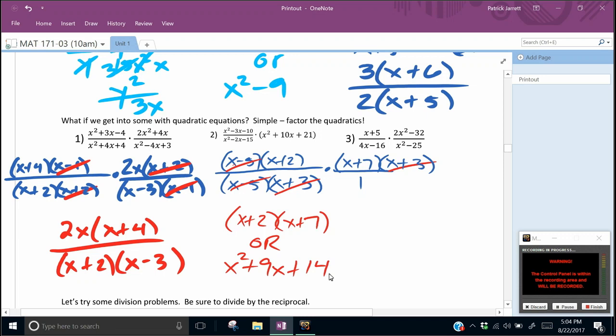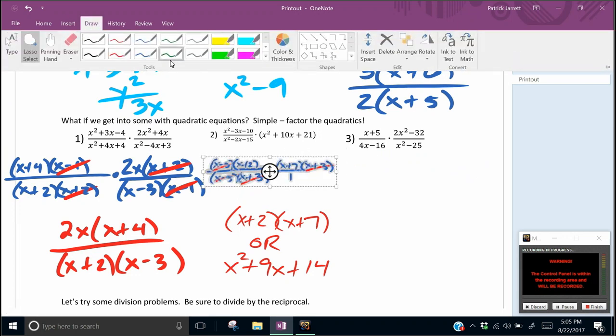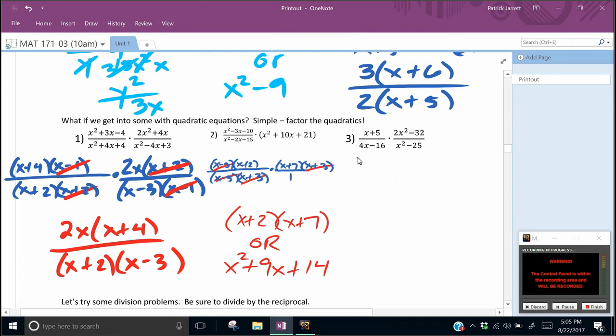Now, for this number 3, that's going to be a little bit more fun. Before I actually get into that, again, I'm going to make some more room here. So I'm going to make that a bit smaller now, since we really don't need it anymore. I know I tend to write a little big here. We're going to do our factoring.